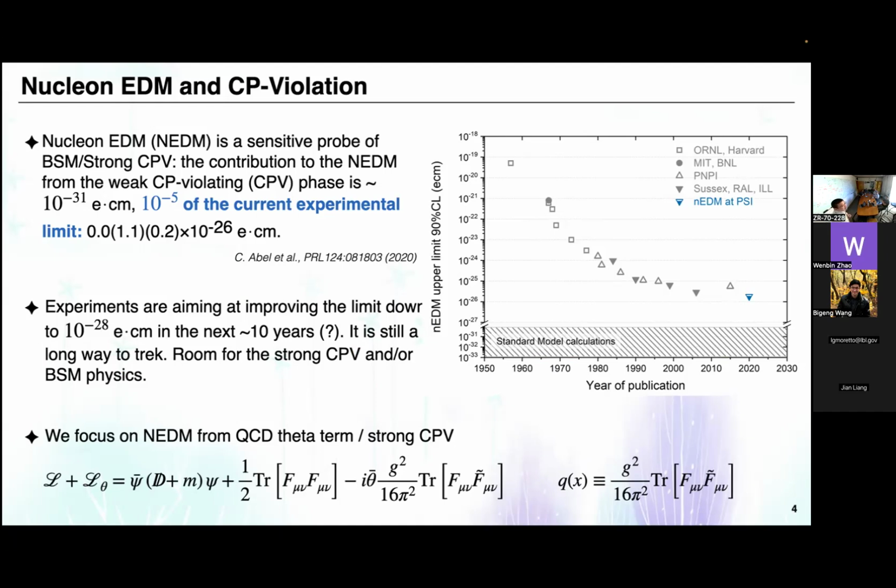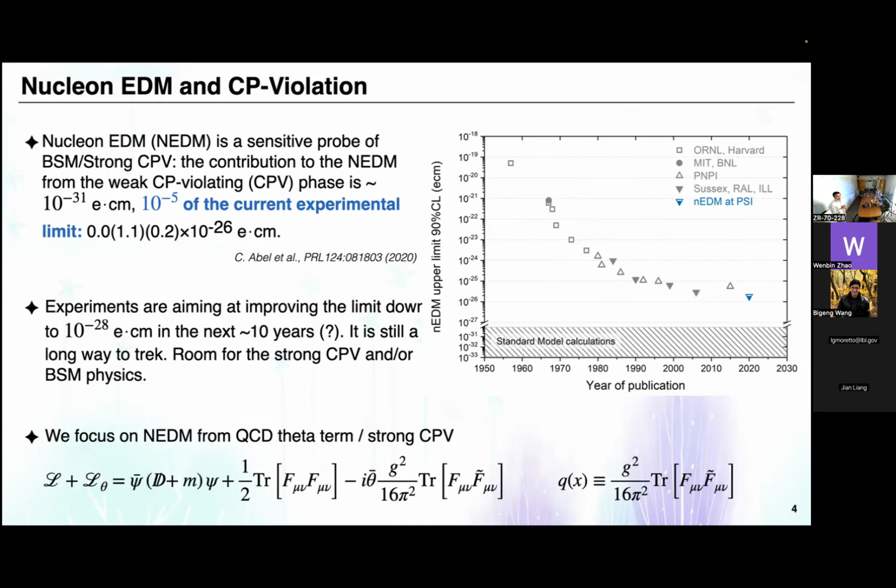This is 10 to the minus 26 centimeters. Although the experiments say they are aiming to improve this limit down to 10 to the minus 28 centimeters in the next 10 years. Actually I heard this about 10 years ago. So it's still a long way before we can detect a non-zero EDM, but currently we have plenty of room for the strong CP violation and also maybe Beyond Standard Model physics.